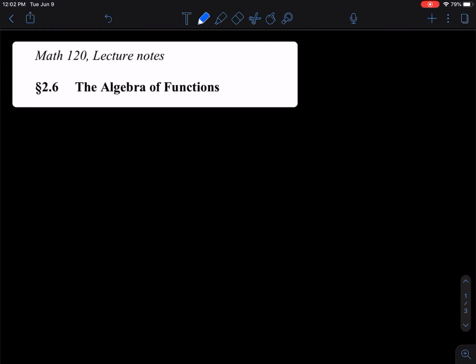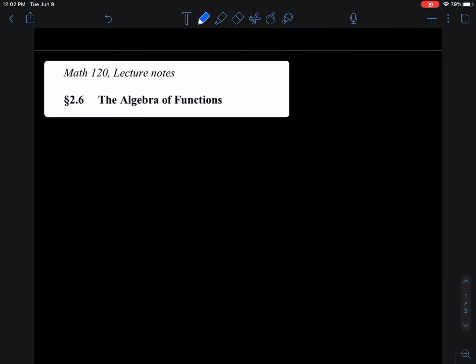So in this lesson 2.6, we're going to talk about the algebra of functions. What this is saying is that we can add, subtract, multiply, and divide functions as well. Those are the four main operations that we do with whole numbers or any real numbers: add, subtract, multiply, and then divide, right? So we can do the same thing with functions.